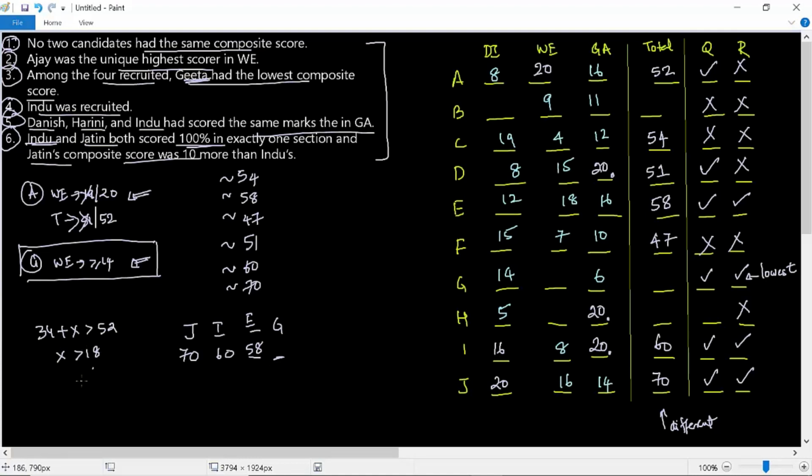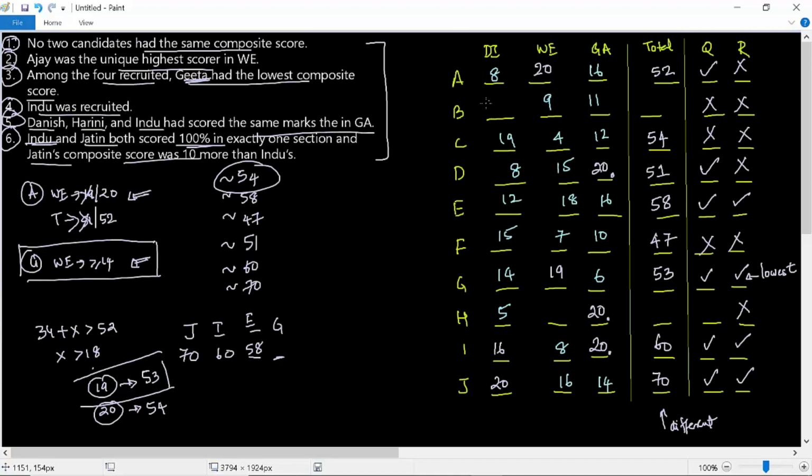Okay, so X can either take the value 19 or the value 20. Now mind you, if X takes the value 19, the total score will be equal to 53, and if X takes the value 20, the total score will be equal to 54. Now 54 is a score that is not allowed anymore. Therefore, the only possibility is that X takes the value 19 and the total score now is 53. Those are the deductions that we can make.